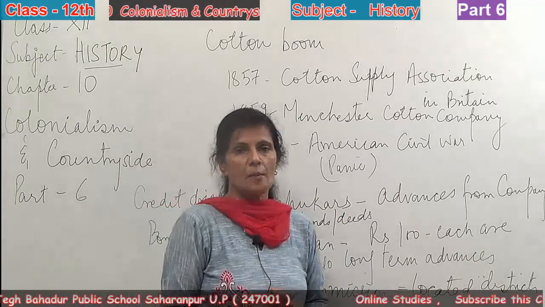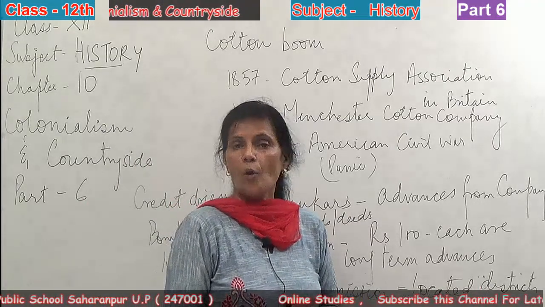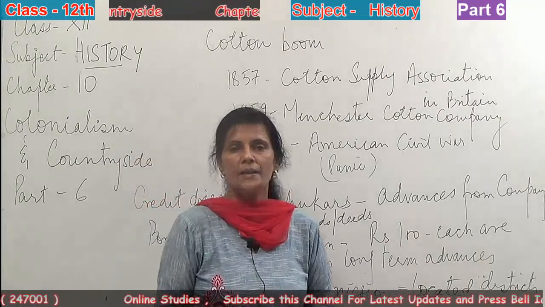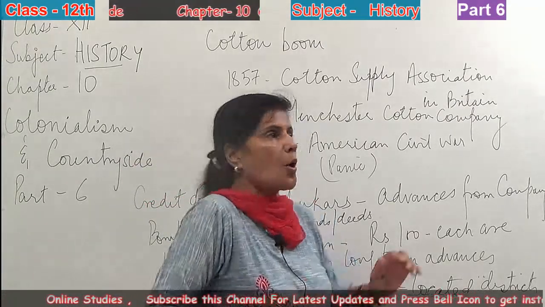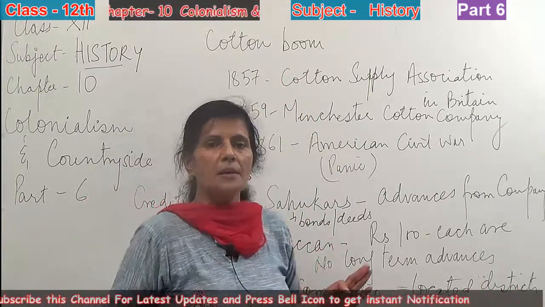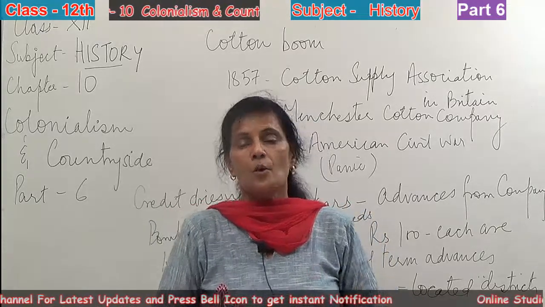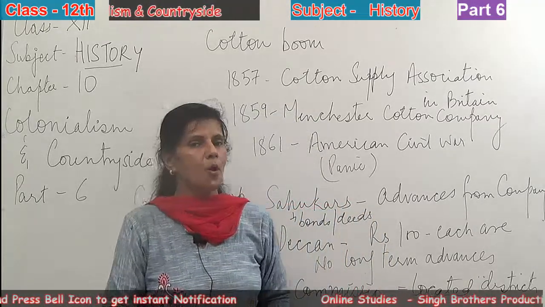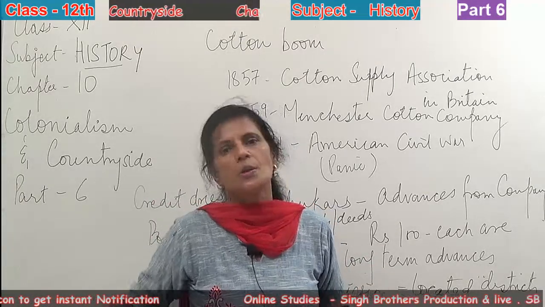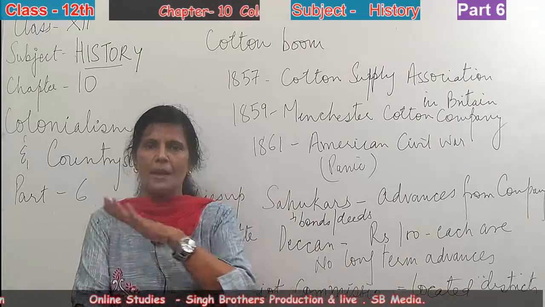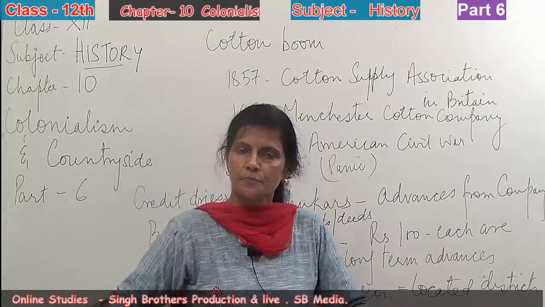We have discussed the Rajmahal Hills. We have also discussed the western part of India and the Deccan. And yesterday we left the topic at the cotton boom. That cotton was the main concern for the Britishers, because the industrial revolution had taken place over there, and a number of cotton textile industries were set up in England, and then this idea spread in different parts of Europe.